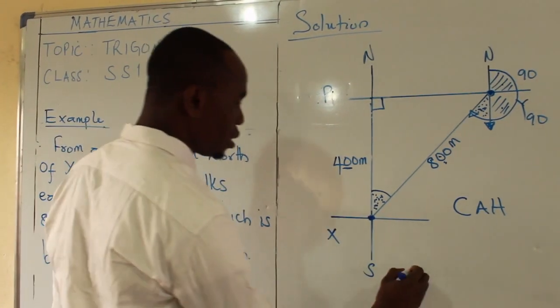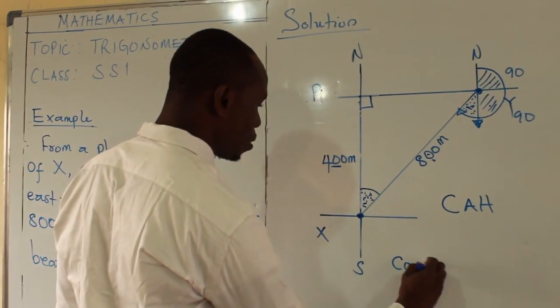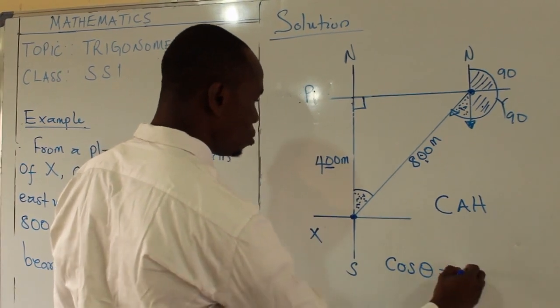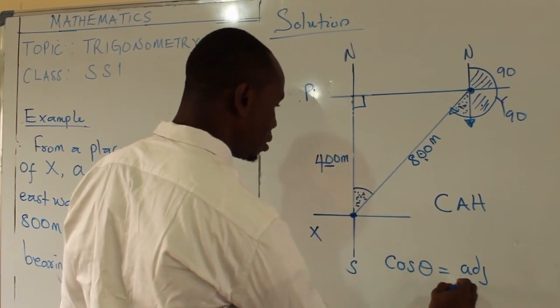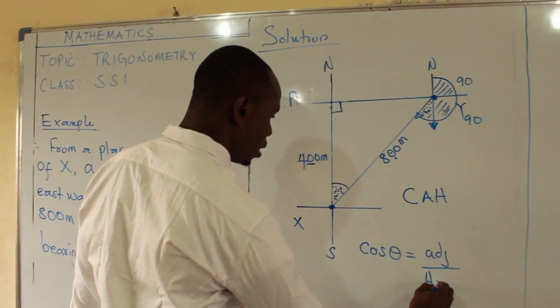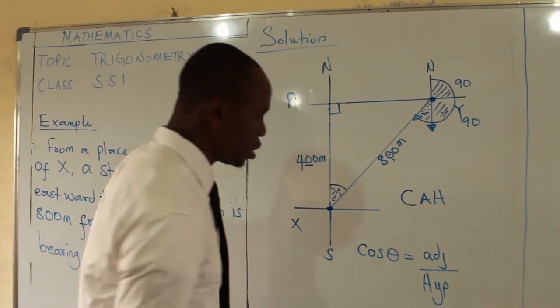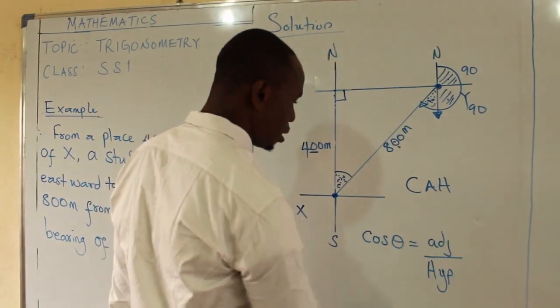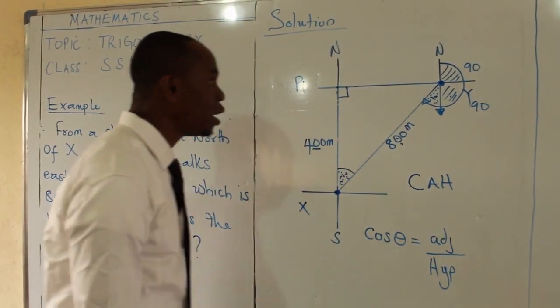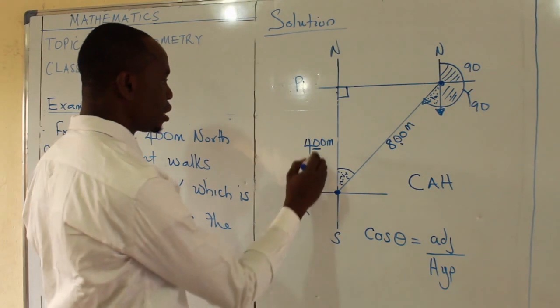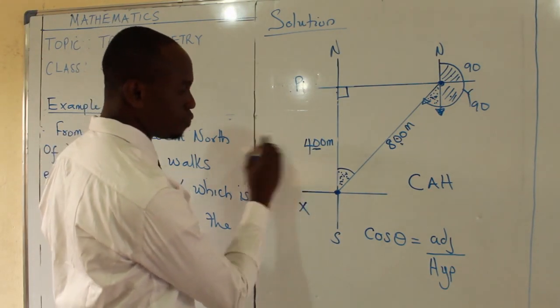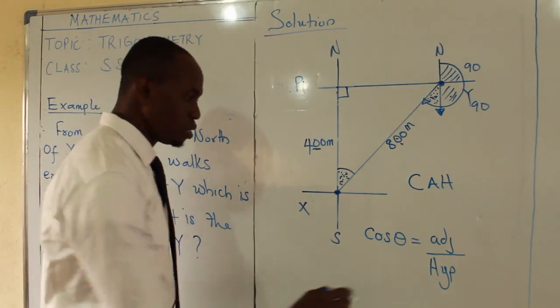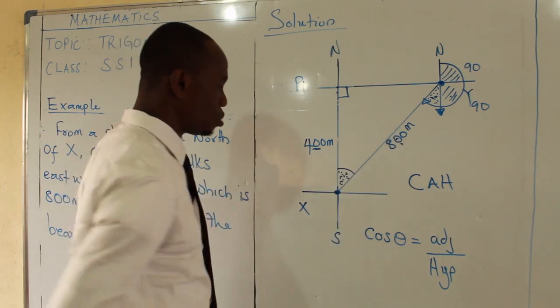And the CAH says that the cosine of an angle is equal to the adjacent over the hypotenuse. The adjacent here is given to us as 400, and the hypotenuse is given to us here as 800.